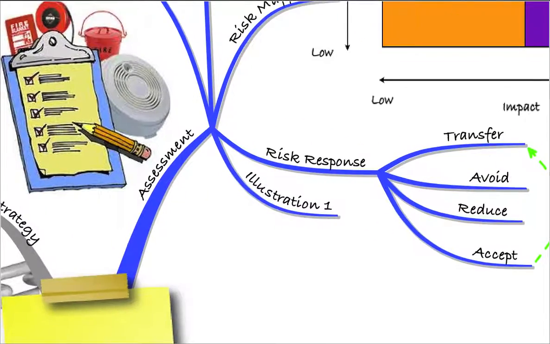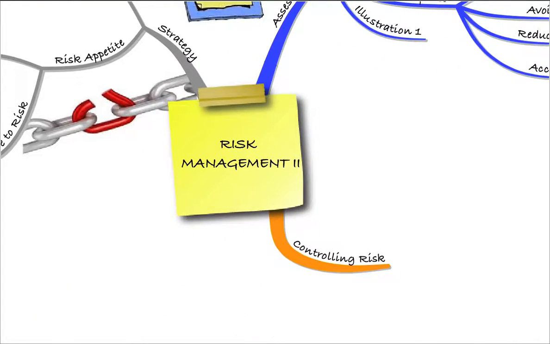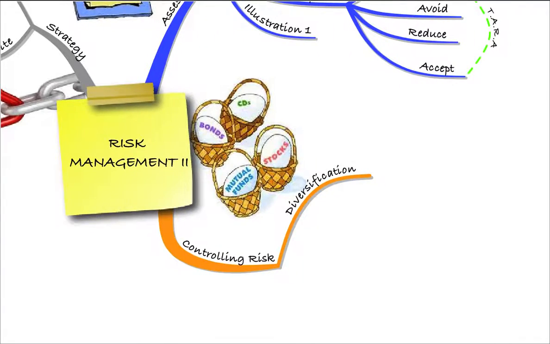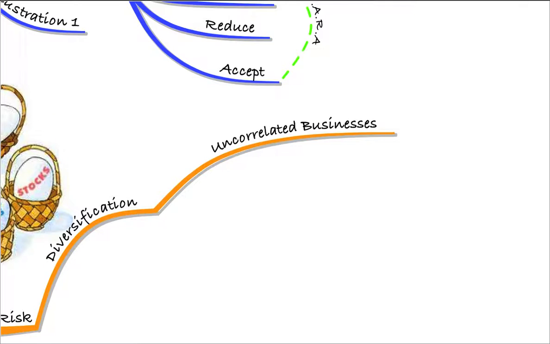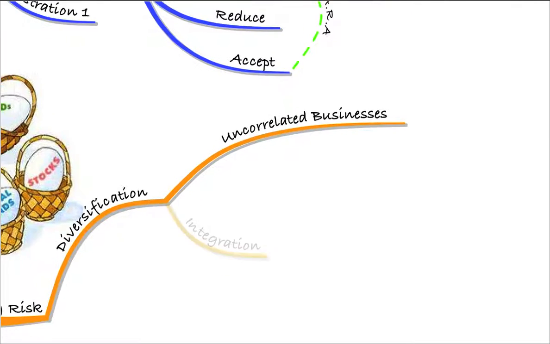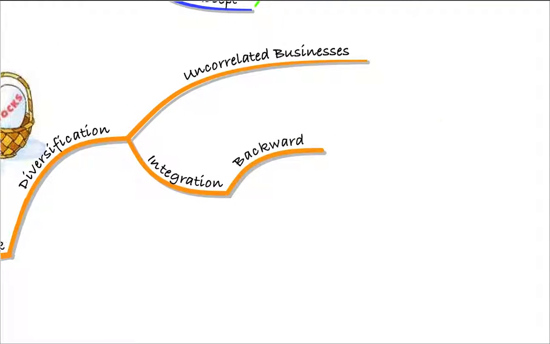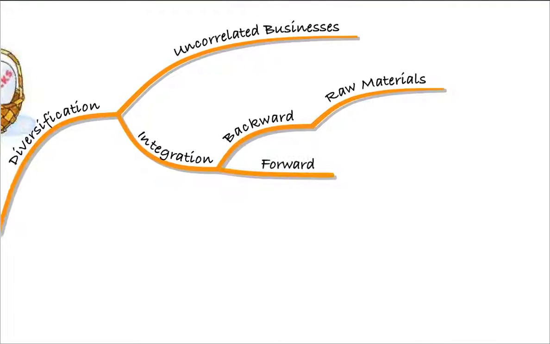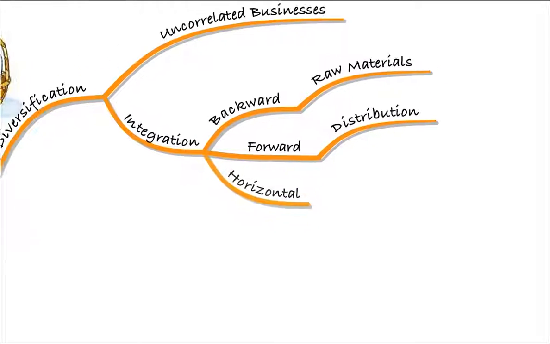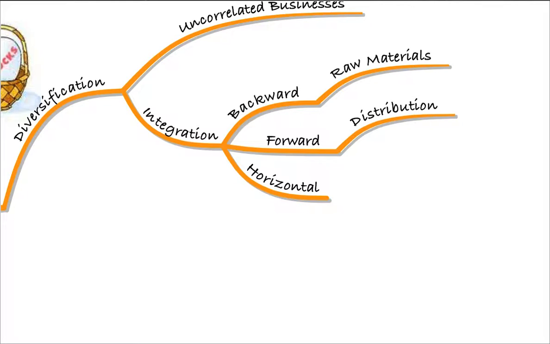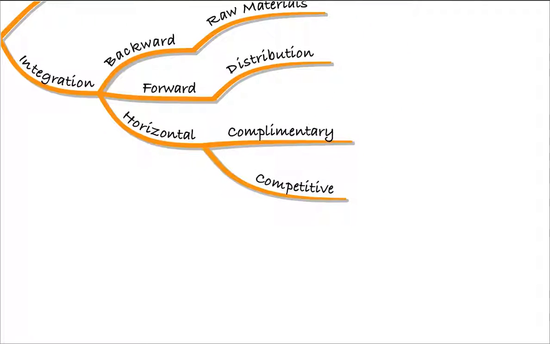The next thing we looked at was controlling risk. So we control risk in various ways, for example, by diversification into an uncorrelated business. That means that if one of our businesses isn't doing so well, our uncorrelated business may be doing well and that will offset that. So we might do that through integration, so backward integration into raw materials, or indeed forward integration into distribution. Lastly, we could have horizontal integration into complementary or even competitive goods. However, remember those will all be quite related to your industry, so it might not be as uncorrelated as you would wish.